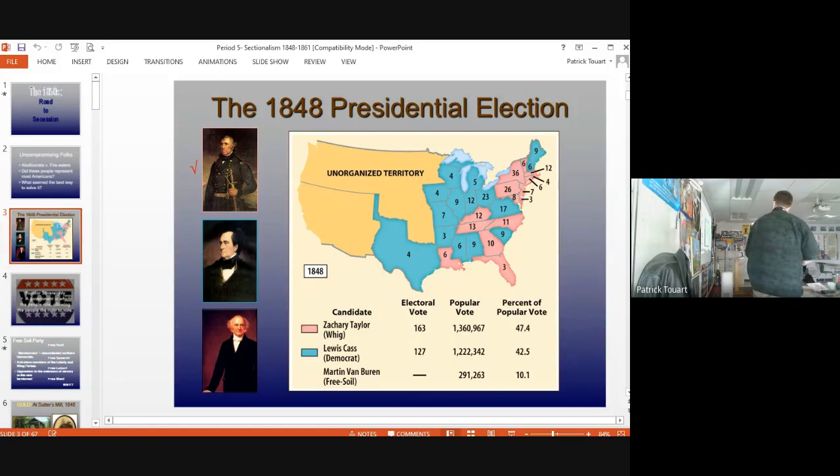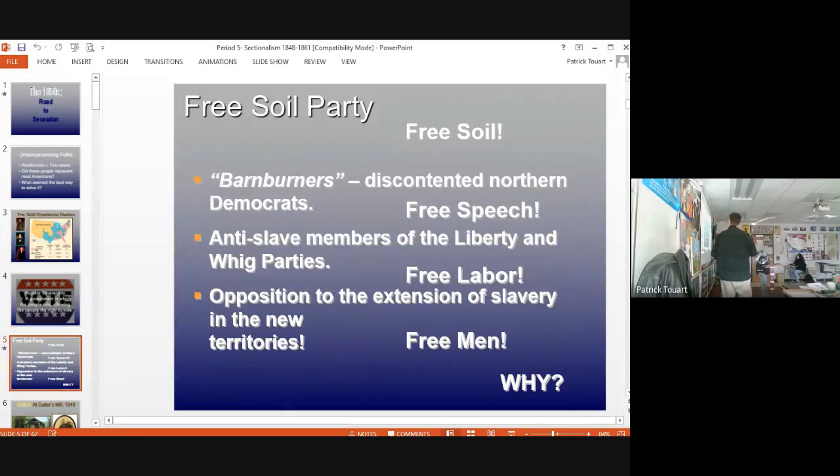And the Free Soil Party viewed this way. I'll go ahead and give you what the Free Soils meant. The Free Soilers were made up of Democrats who were unhappy with the Southern Democrats' love of slavery. In other words, they were called barn burners. They were Northern Democrats who were willing to not support slavery. So they were not silent on that subject.